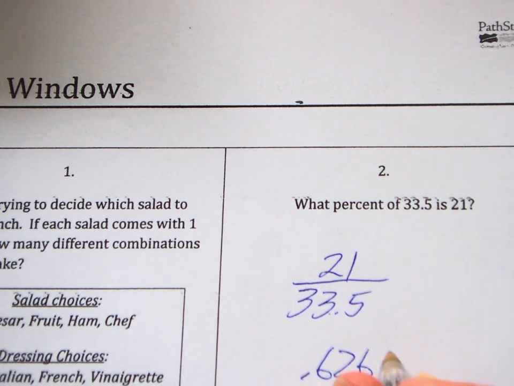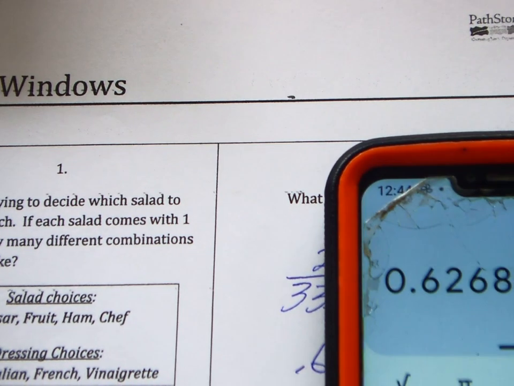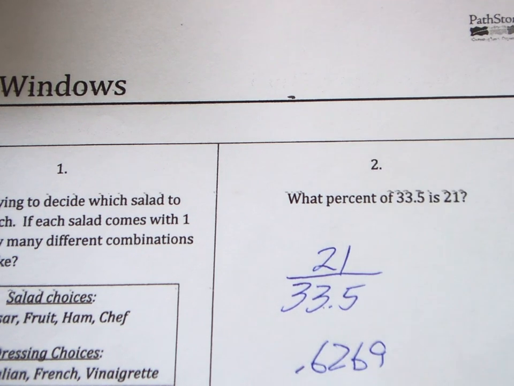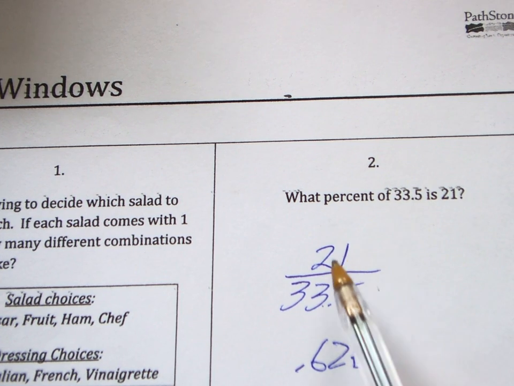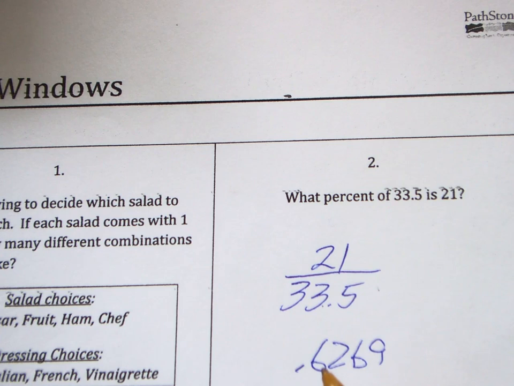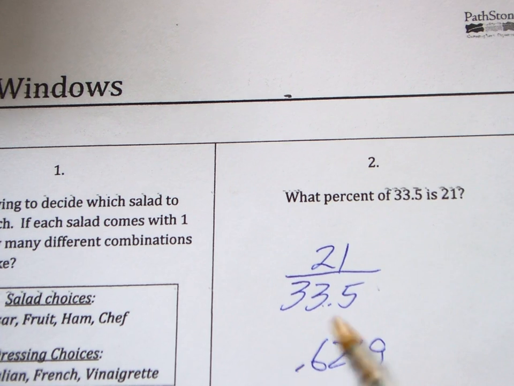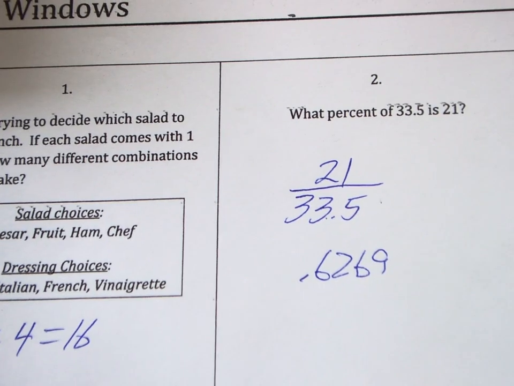0.626. I'm going to write a 9 because the next number, the 6, you would round up. It's bigger than 5. You would round up. 0.6269. Now that's not percent. That's the decimal that shows what part of 33.5 is 21. It's bigger than half because half would be 0.5. But it's smaller than the whole thing, of course. It's not 33.5. It's 21. The whole thing would be 1.0.